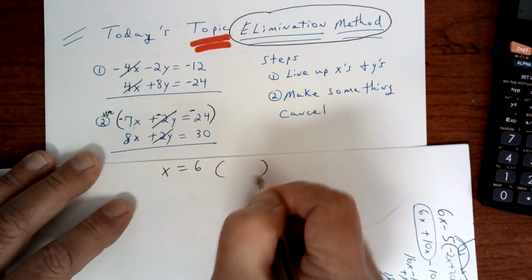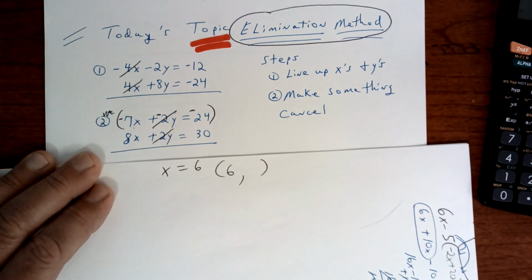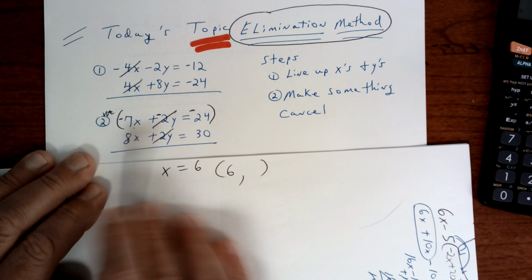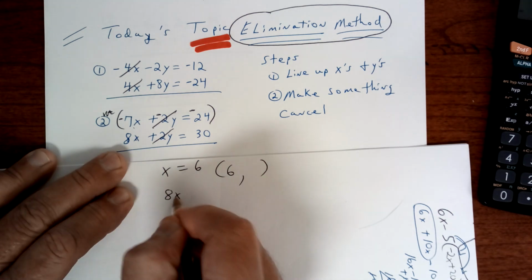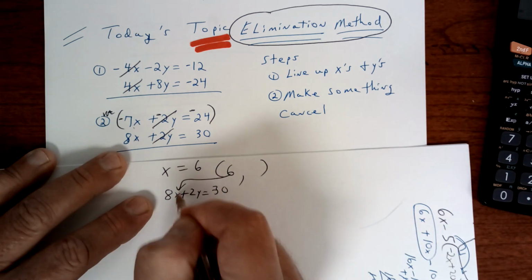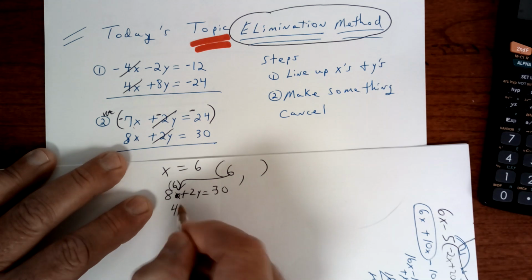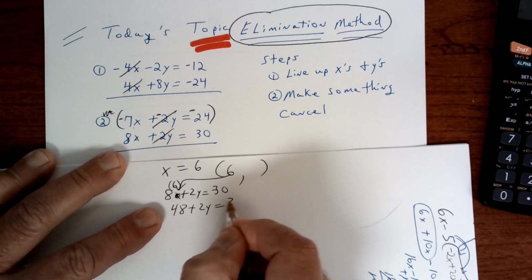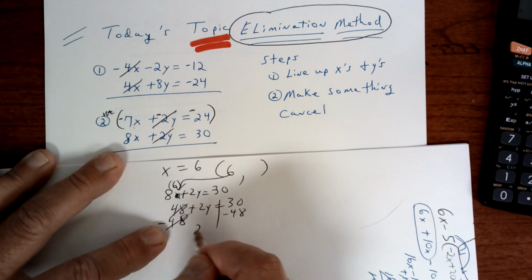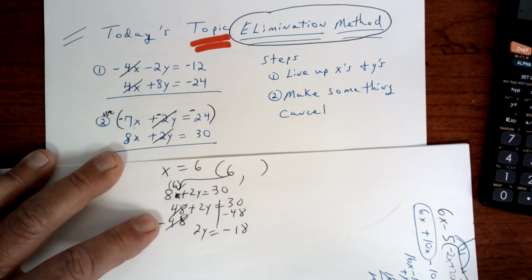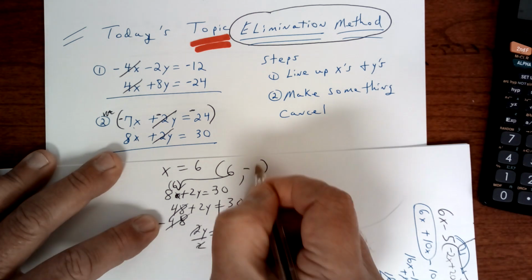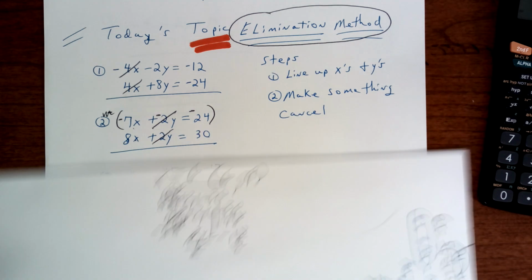So x is 6. Now, to figure out your y value, you get to pick either equation. Since I tampered with this first one, I'm going to use the second one because I didn't mess with it. So I get that right there. I'm going to substitute my x right here. So scratch that out. 6 times 8 is going to give me 48 plus 2y is equal to 30. Now I'm going to subtract 48. And when I subtract 48, I get 2y is equal to a negative 18, I believe. You're going to divide by 2, and you're going to get a negative 9. And that gives you the elimination method.